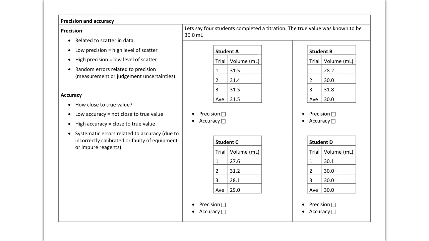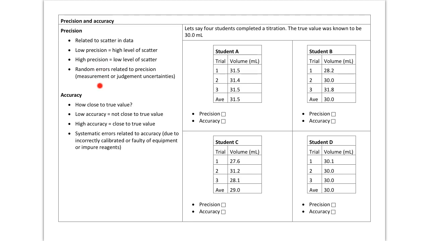So precision is related to the scatter in our data. So whether our results are all really close together or whether they're spread out all over the place. Low precision means a high level of scatter, lots of scatter. High precision means a very low level of scatter, so not very much scatter. The main cause of a lack of precision is random errors.